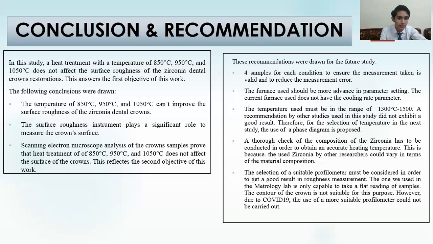The temperatures recommended by other studies used in this study did not exhibit a good result. Therefore, for the selection of temperature in the next study, the use of a phase diagram is proposed. A true check of the composition of the zirconia has to be conducted in order to obtain an accurate heating temperature. This is because the zirconia used by other researchers could vary in terms of material composition. The selection of a suitable profilometer must be considered in order to get a good result in roughness measurement. The one we use in the metrology lab is only capable of taking a flat reading of samples.